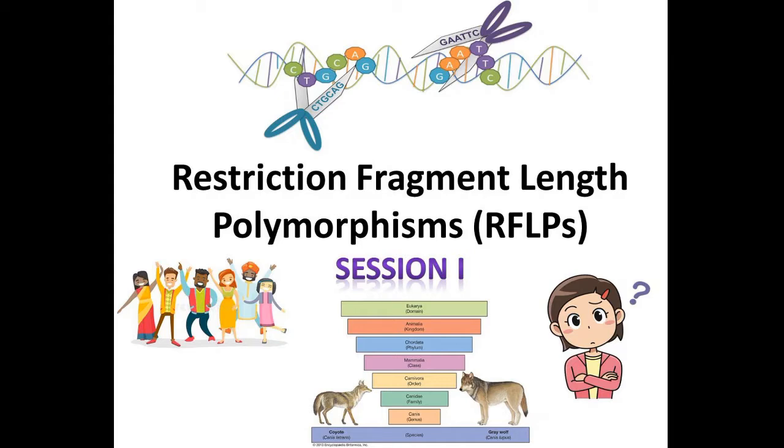RFLPs are DNA-based molecular markers that assist differentiation between individuals of the same species, like in humans, or different species of the same genus, as that between a coyote and a gray wolf. So what exactly are RFLPs?